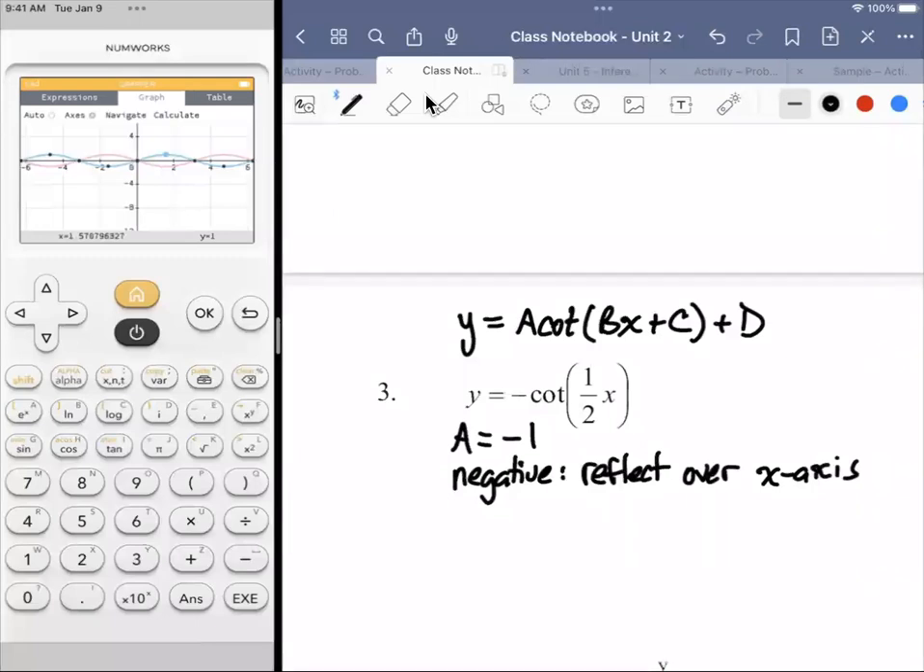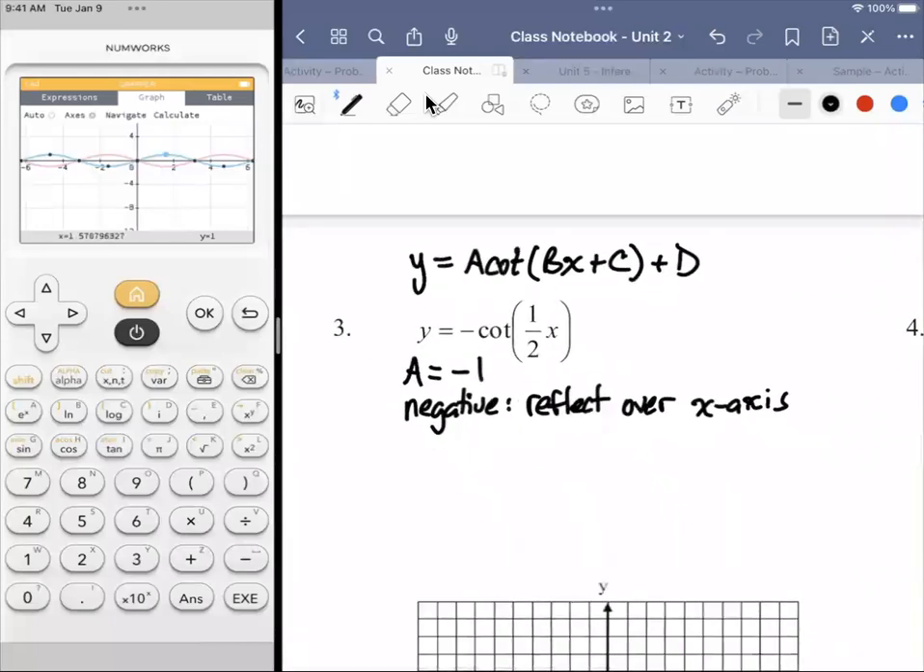So reflect over the x-axis. We'll keep that in mind. We don't have to do that right away. I do need the B value. The B value is equal to 1/2.